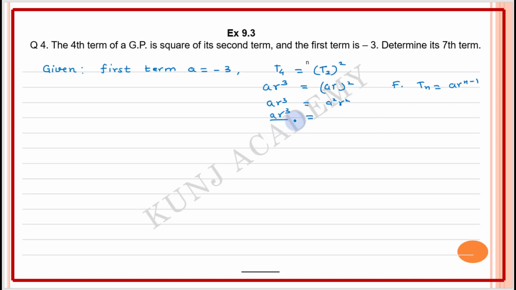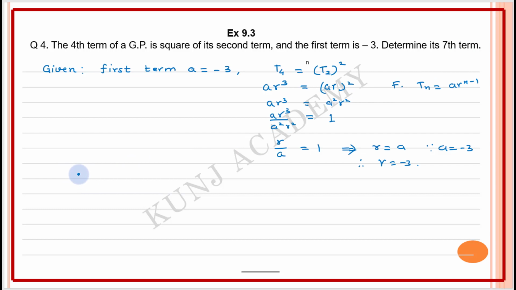a r cube upon a square r square is equal to 1, dividing both sides by a square r square. r power 3 minus 2 upon a power 2 minus 1 is equal to 1, so r upon a is equal to 1. This is r is equal to a, and since a is equal to -3 as given, therefore r is equal to -3.